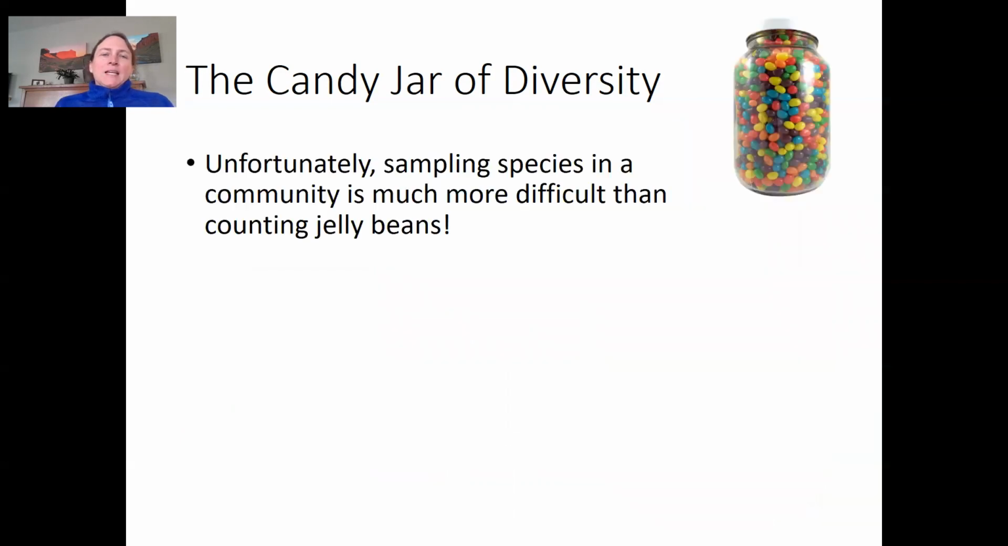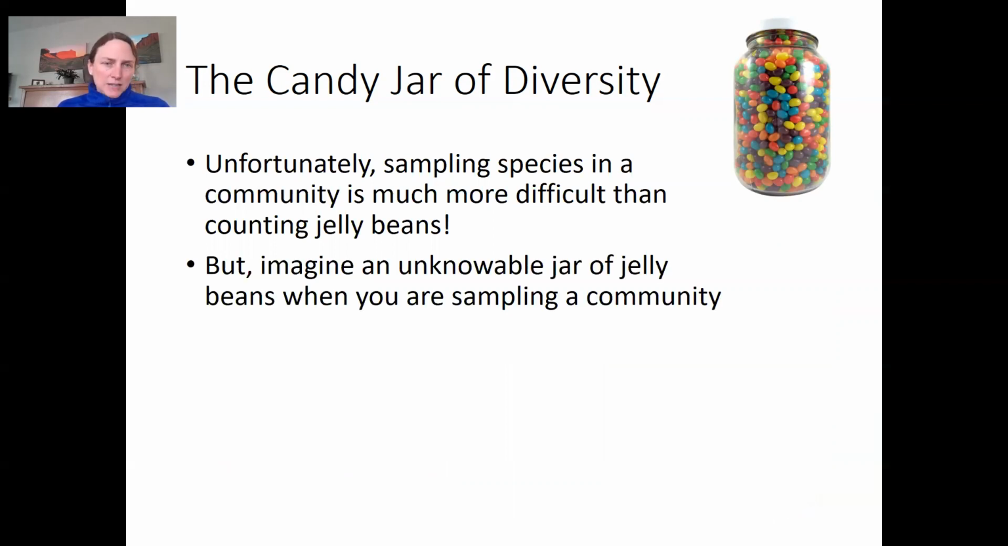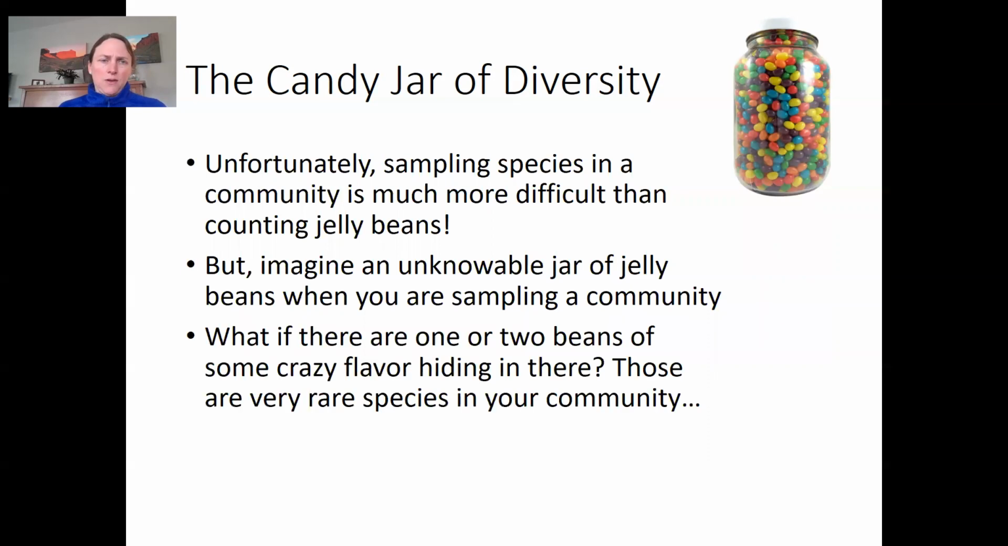Okay, so unfortunately, sampling species out there in the real world is much more difficult than just counting jelly beans. But imagine there's this unknowable jar of jelly beans that represents all of the individuals of all of the different species in your community. And you're sampling, you're grabbing a handful of jelly beans. Those really rare species, you might miss them when you grab. And that's true for sampling. If you're sampling aquatic insects or birds or soil microbes or whatever you're sampling, you're going to miss some species out there. And so any sample is going to miss diversity, and we have to take that into consideration.